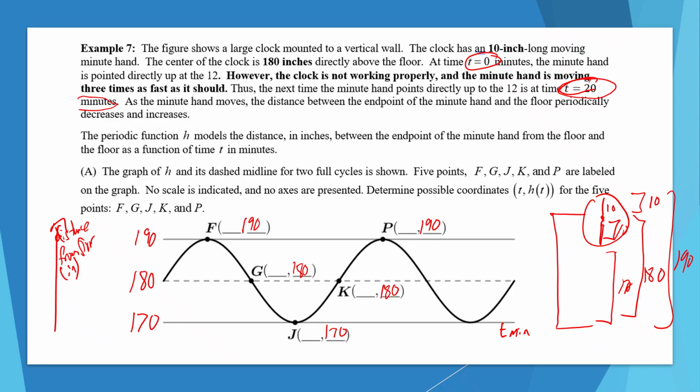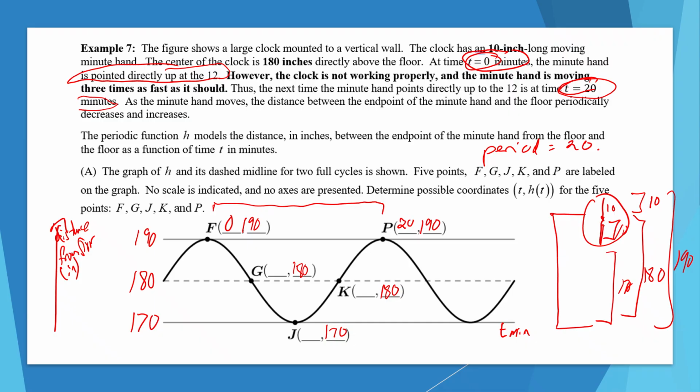And so here our period is 20, so I'm just going to make a note of that. Period equals 20. And then let's find our starting point. That's just going to be at t equals 0. The minute hand is pointed up at the 12. And so here, this is going to be our starting point: 0, 190. And then, because the period's 20, this should be 20 here, right? It should be 20 for one full cycle or rotation.